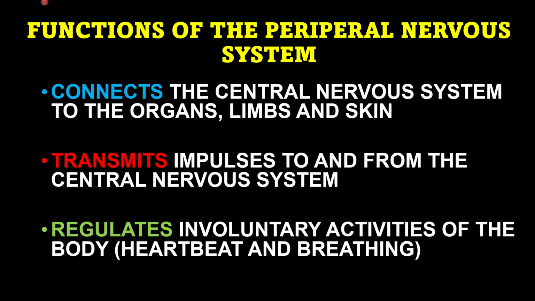So we need to know what this peripheral nervous system does. It does 3 things: connects, transmits, and regulates. So let's start. What does it connect? It connects the central nervous system to the organs, limbs, and skin. The limbs refers to your legs and your hands. What does it transmit? It transmits impulses to and from the central nervous system. And lastly, it regulates. What does it regulate?